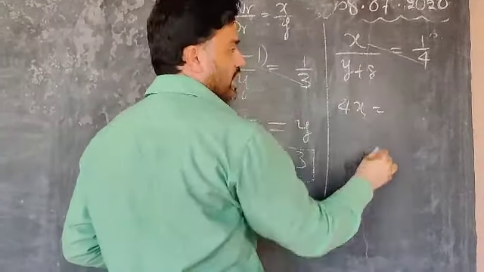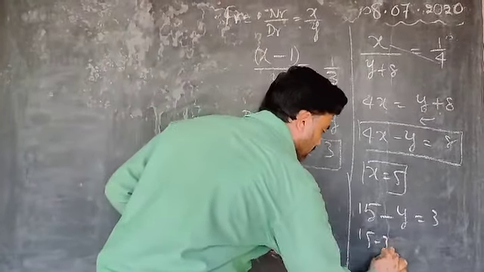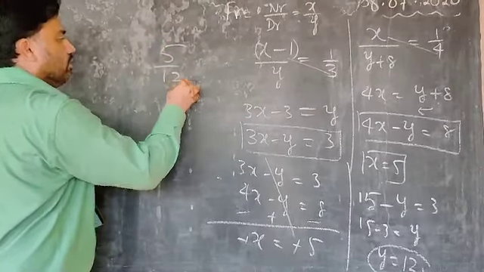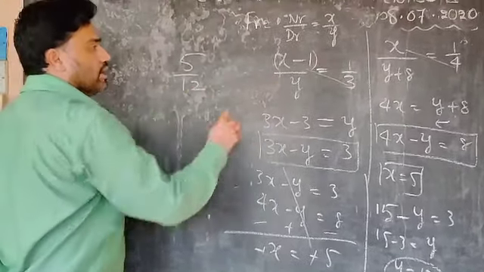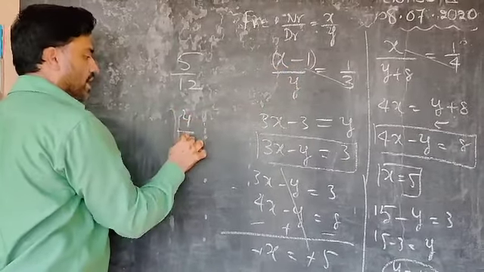I am substituting in the first equation. 3 into 5, 15 minus y is equal to 3. Y you take to the right side, 3 you take to the left side. 15 minus 3 is equal to y. So y is equal to 12. Okay children, so what is the fraction now? 5 by 12.